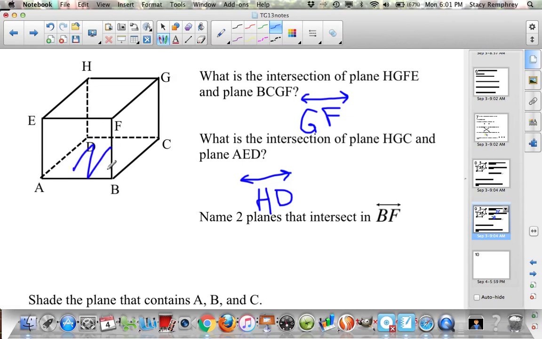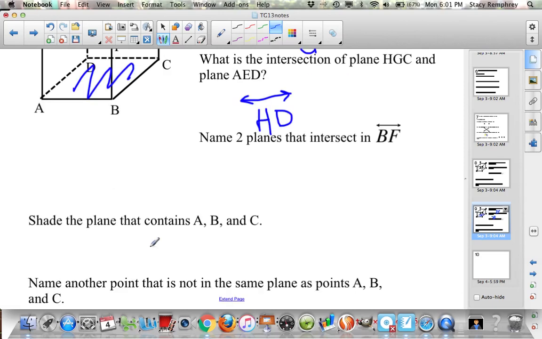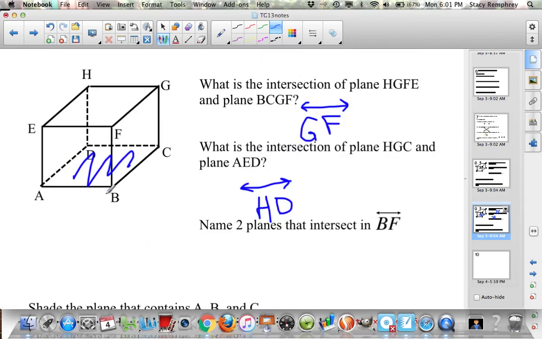That would be this bottom one down here. And name another point that is not in the same plane as points A, B, and C. So you see A, B, and C. A point that's not in that plane, well, you could say point F. You could have said point H. Just can't say point D.